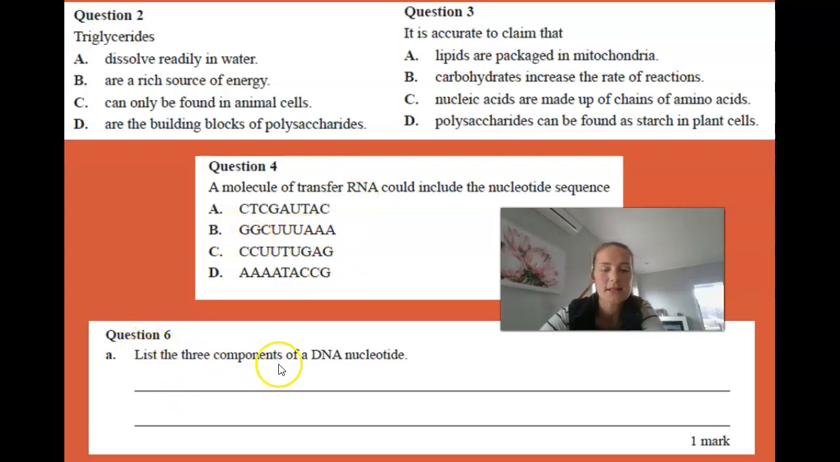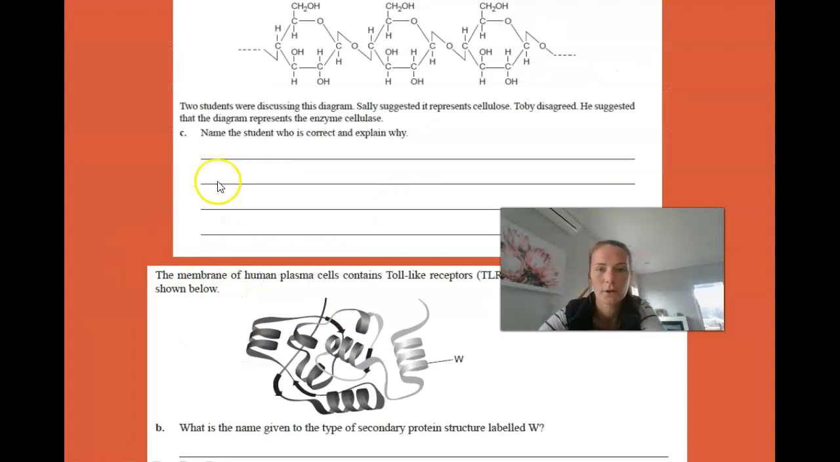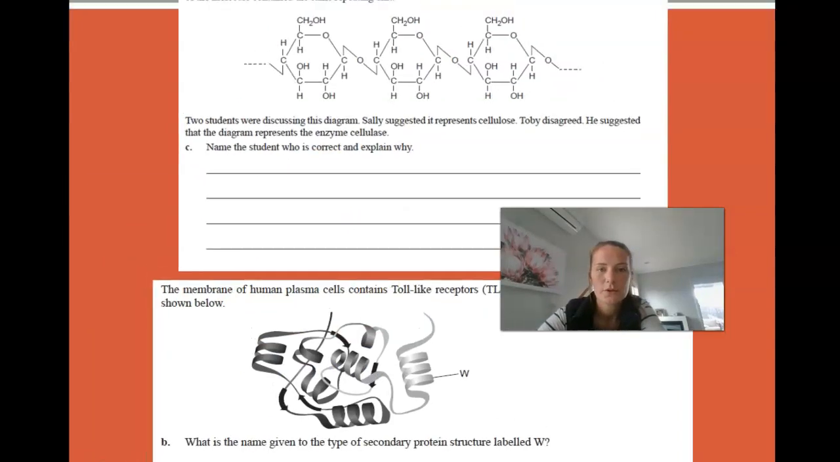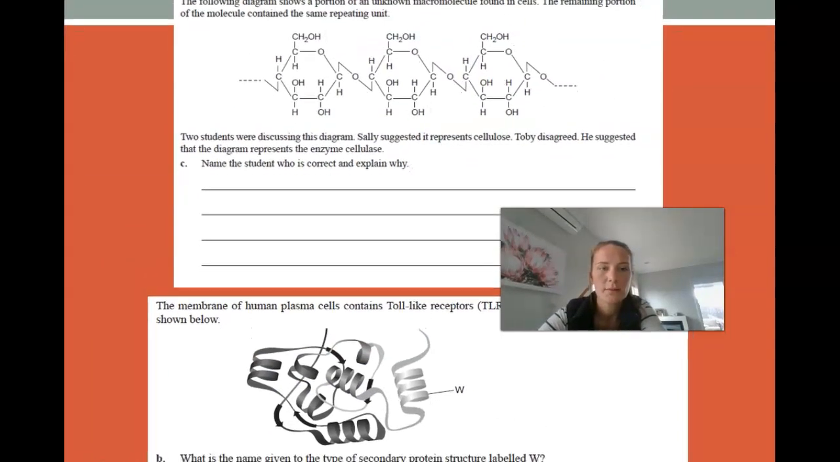And 6, list the 3 components of a DNA nucleotide. Phosphate, and since it's a DNA nucleotide, you've got to be specific: a deoxyribose sugar, and a nitrogenous base. I have to move the screen again, so bear with me.